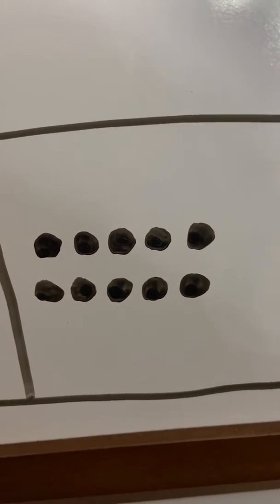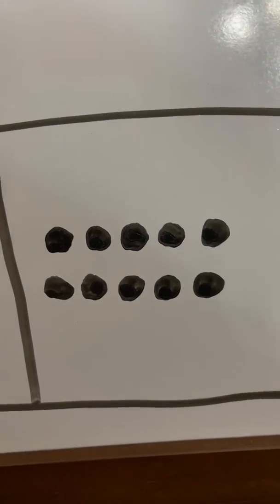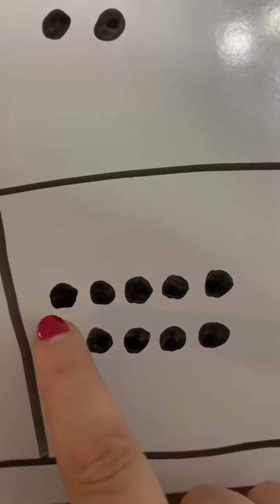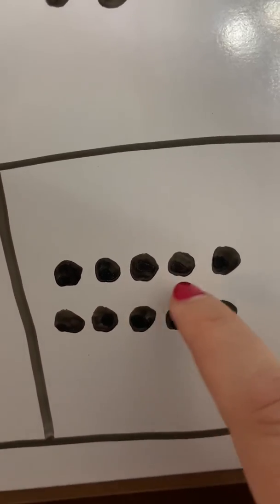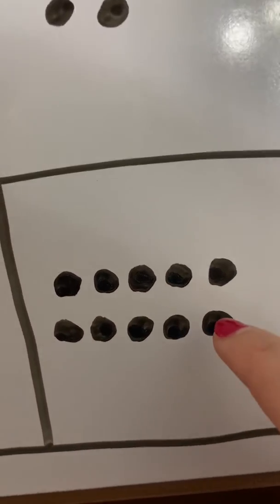And last one. Whoa, 2 groups of 5? Do you know what that is? What does 5 and 5 make? If you need to count, you can. Let's count. 1, 2, 3, 4, 5, 6, 7, 8, 9, 10.